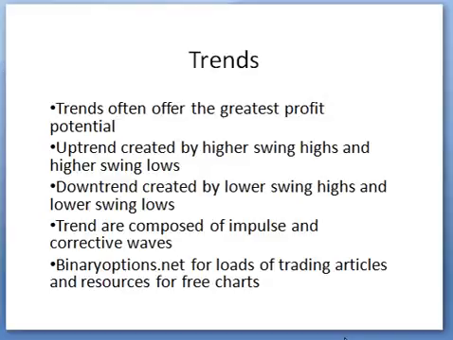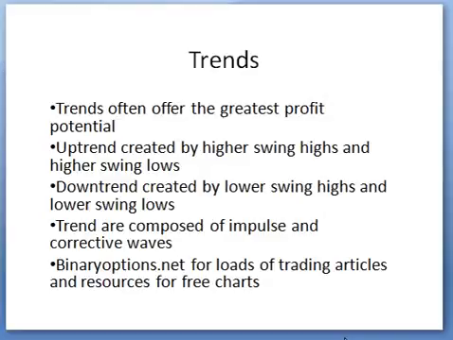Uptrends are created by higher swing highs and higher swing lows. When we look at a few examples in a minute, I'll show you what that means. Downtrends are created by lower swing highs and lower swing lows. Again, we'll look at a few examples.